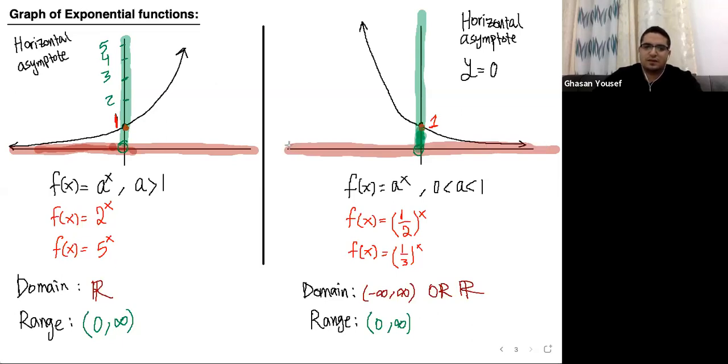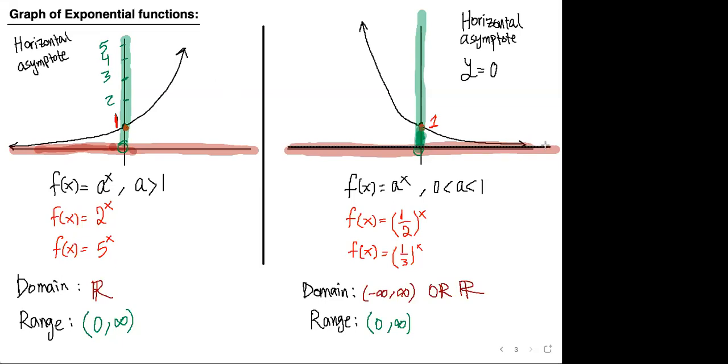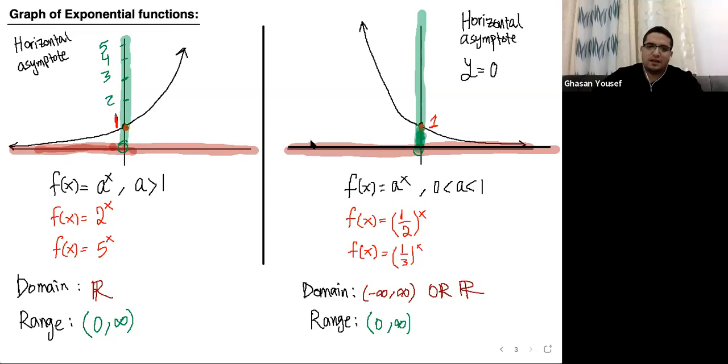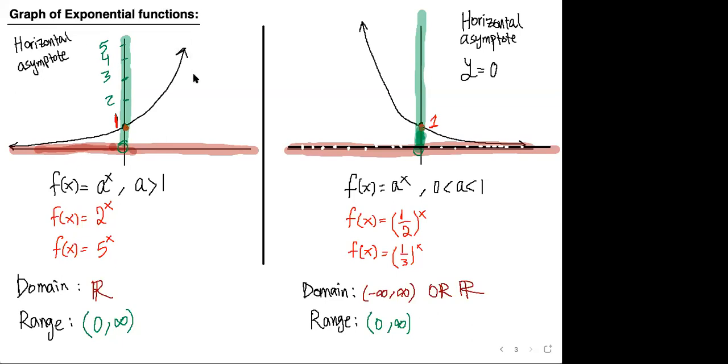Here's my horizontal line asymptote. Now, what is the horizontal line asymptote for the second one? Same thing exactly. Y equals 0.